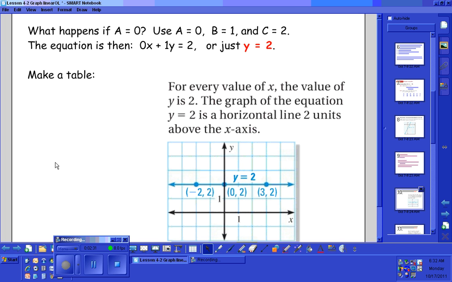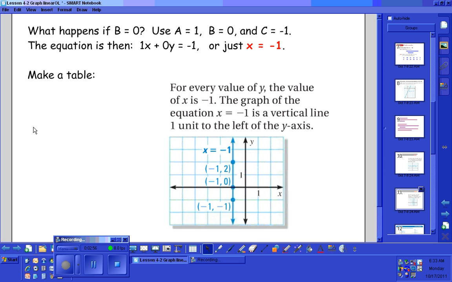If you were to make a table, you would see that our ordered pairs would be ordered pairs such as (1, 2), (2, 2), (3, 2), and so on. For every single value of x, the value of y is 2. So when you plot those on the graph, you'll see we get a horizontal line lying 2 units above the x-axis.